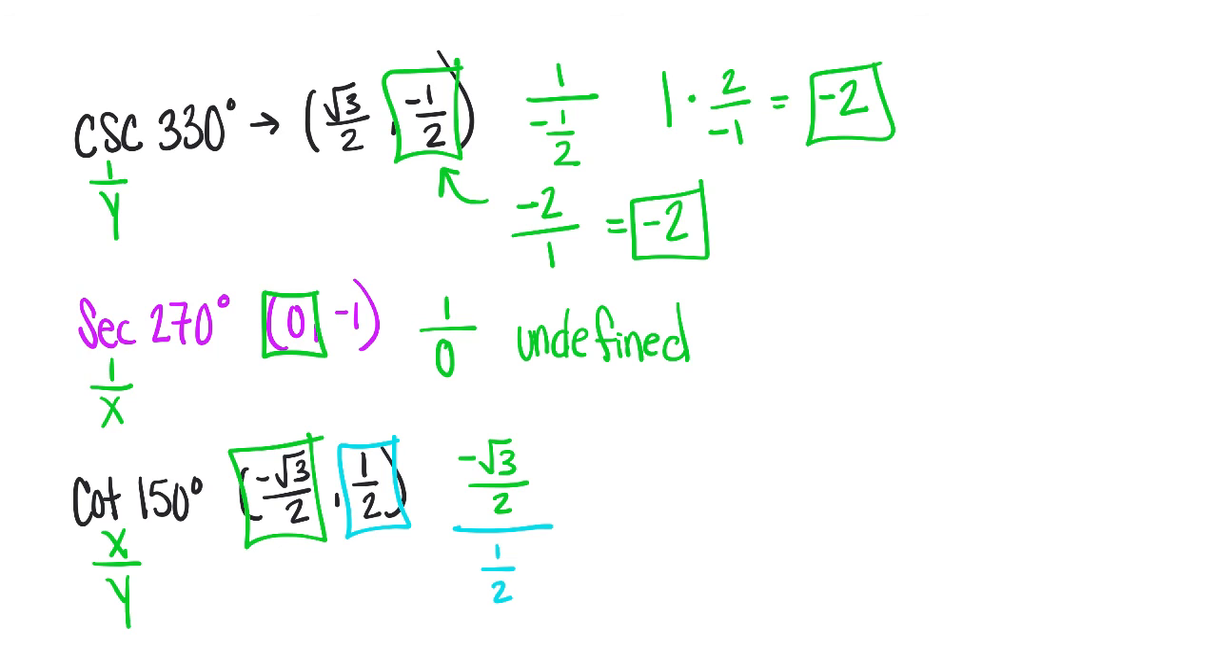Again, when you have a fraction over a fraction and the two fractions have the same denominator, those can go ahead and cancel out. I can then rewrite my fraction as negative square root of 3 over 1, which truly just does simplify to being negative square root of 3.